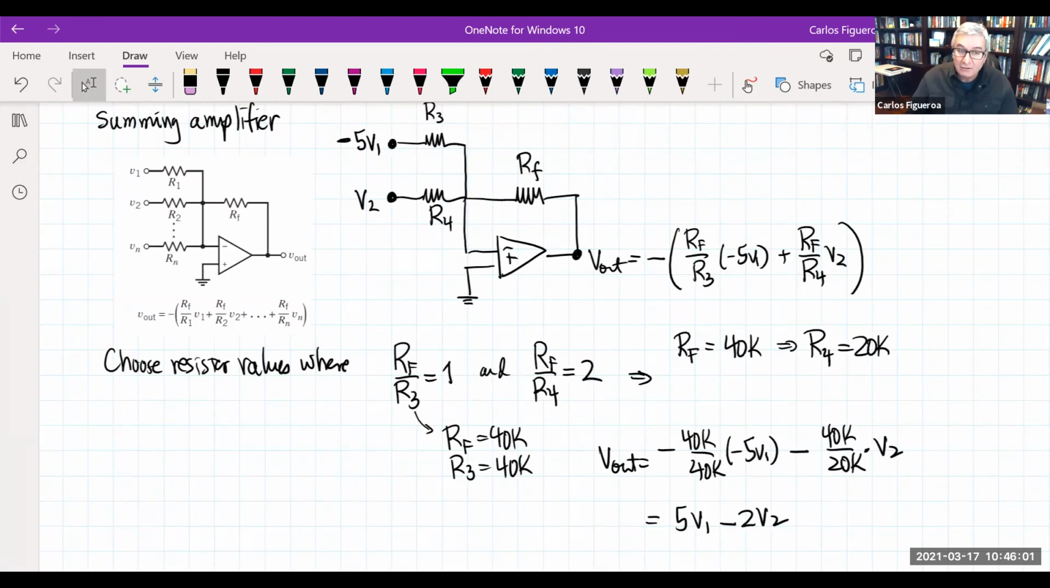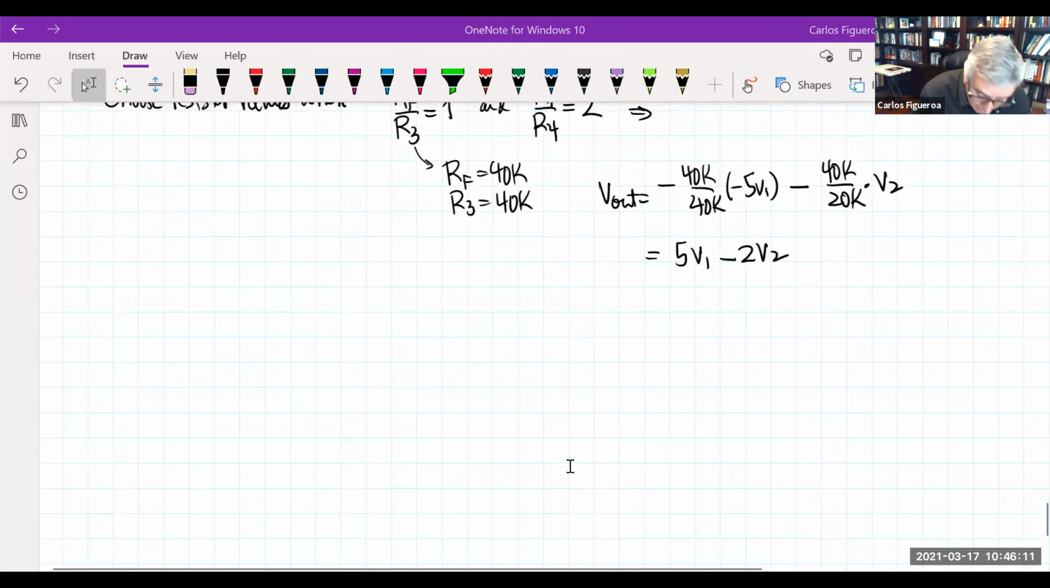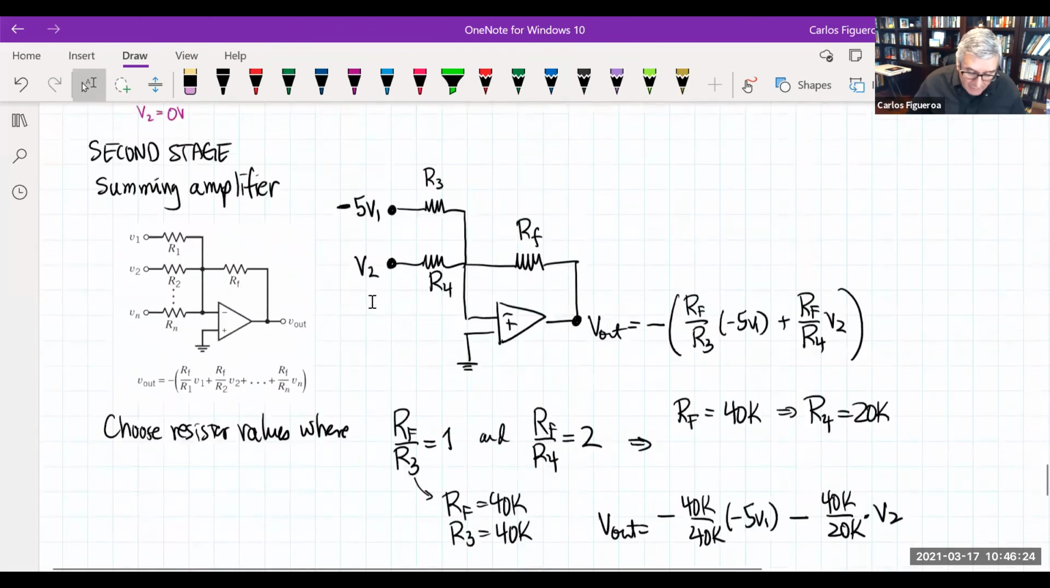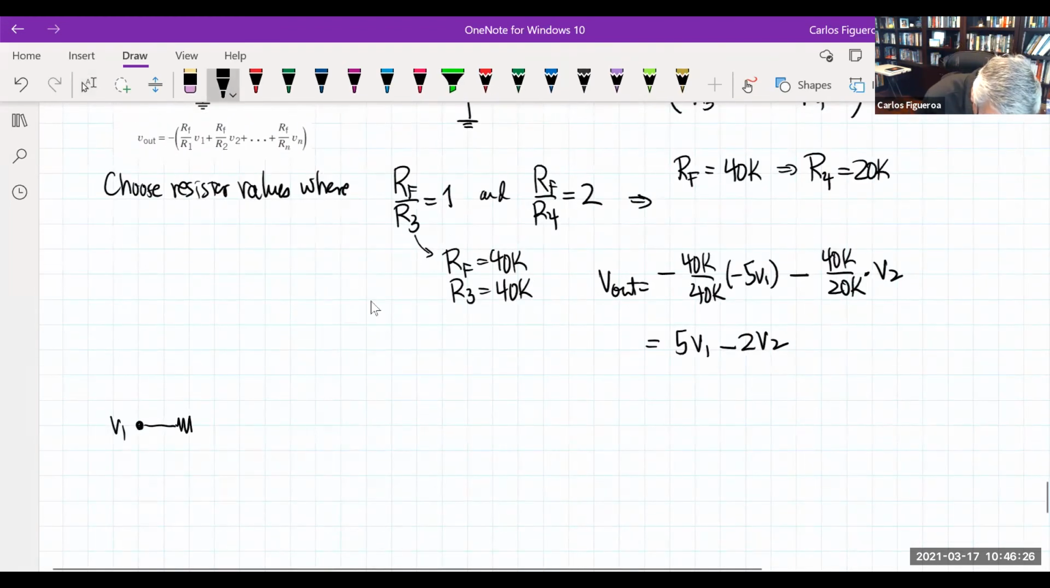Well, it's going to look something like this here. The circuit here then comes in and it looks like this. I'm going to have a V1 source. And the way I set this up, what were my resistor values? They were 20 and 100K. So I'm going to have 20 and 100K. And this is the first op amp.